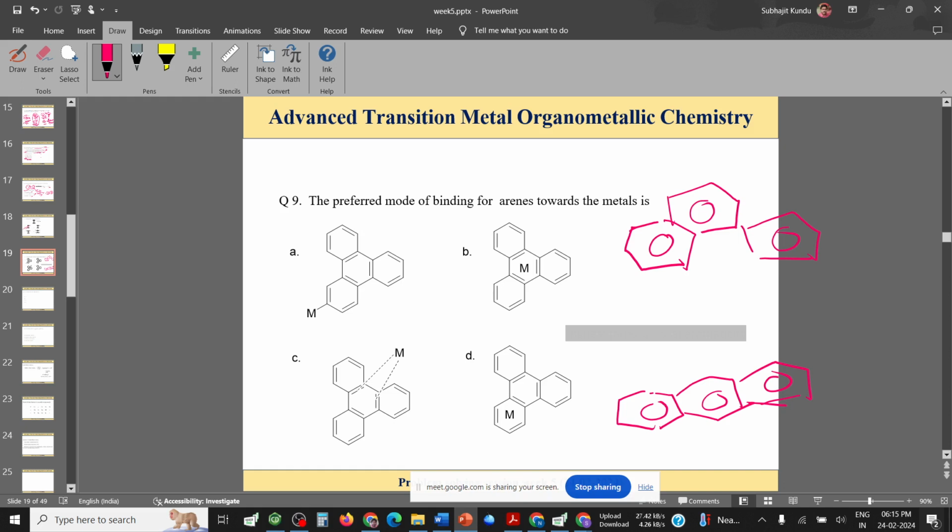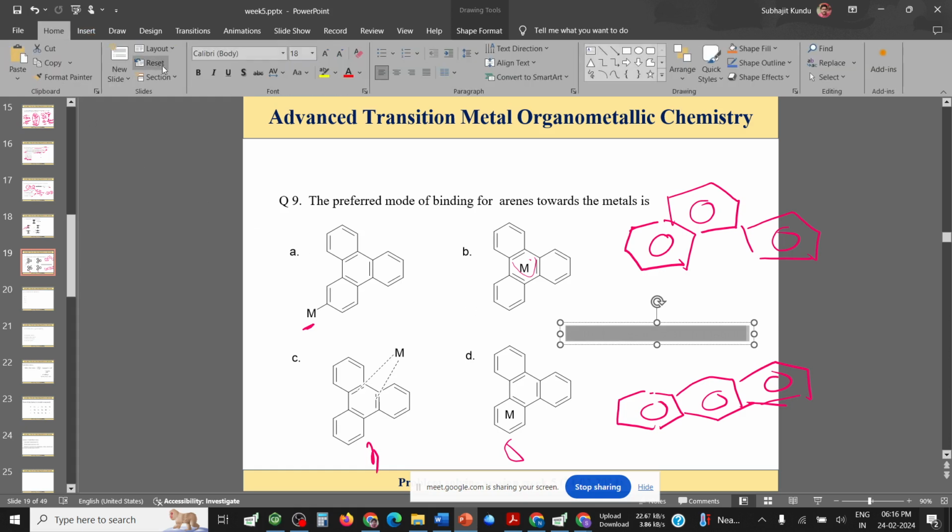So here the preferred mode of binding is very important. It could be terminal binding, or the metal binding with the middle aromatic ring, or binding in an eta 2 or eta 4 fashion. To answer this question we need to consider the highest index of local aromaticity. This is very important to know where the metal will preferably bind over the higher aromatic system.